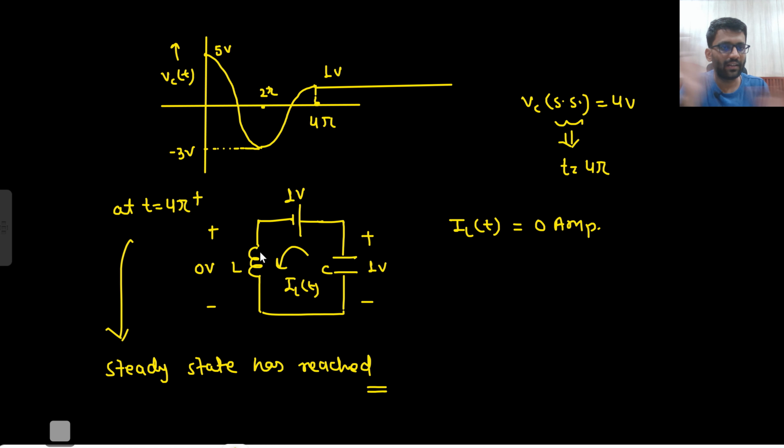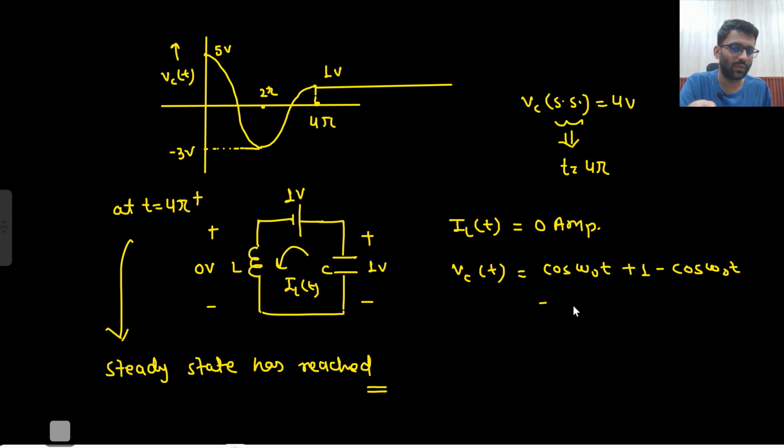You can write down the VC(t) equation as well. Because of 1 volt, you will write 1 cos omega naught t. And because of this 1 volt, you will write 1 plus 1 minus cos omega naught t. For a steady state, you will have 1 only. So VC(t) is fixed at 1 volt. Or from here also you can see, if the current flowing from the capacitor is 0, the capacitor will not discharge, so it is fixed at 1 volt. So this is the steady state. The steady state voltage across the capacitor is 1 volt, and the steady state is reached at 4 pi.